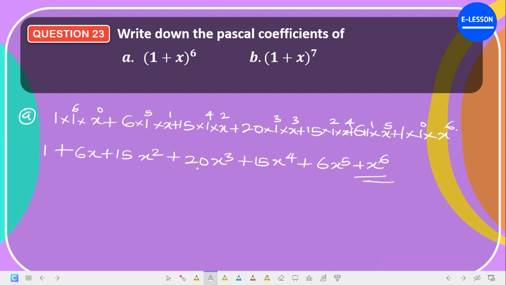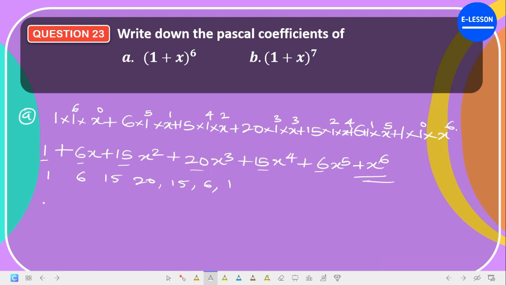And these are the Pascal coefficients, all these values here, 1, 6, 15, 20, 15, 6, and 1. Are we getting it now? So I will advise you that you write down these values and also write down the expanded form of it. The values are 1, 6, 15, 20, 15, 6, and 1, the Pascal coefficients. Then the expanded form of it will give you this.